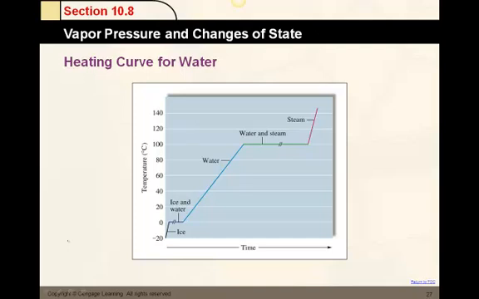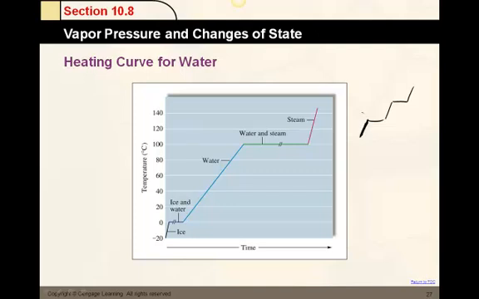What else can we look at about vapor pressure and change of state? Well, here we have a heating curve for water. Remember, there are three phases: solid, liquid, and gas. In a phase change diagram like this one, a heating curve, a very common kind of curve, you can see there are 5 segments. This is segment number 1, 2, 3, 4, and 5. I guess you could say those are the 5 segments.